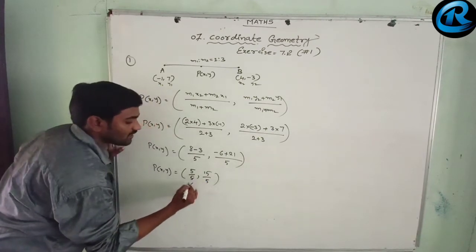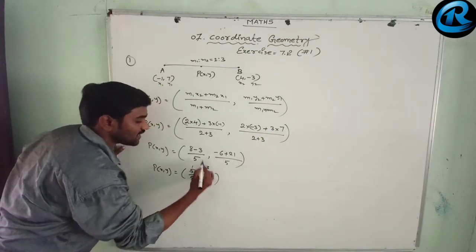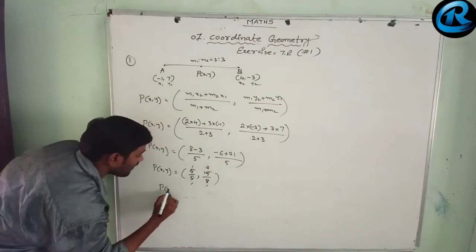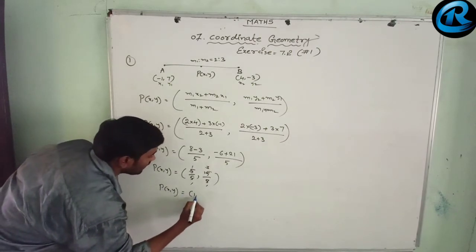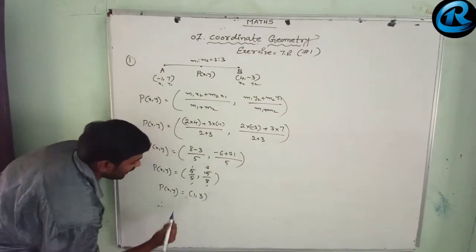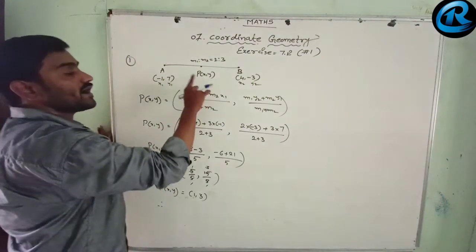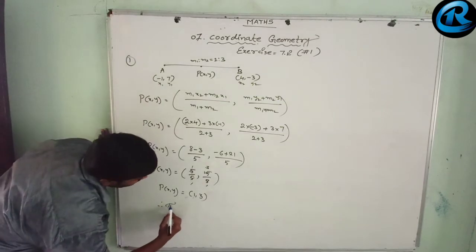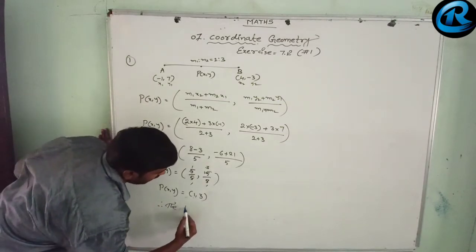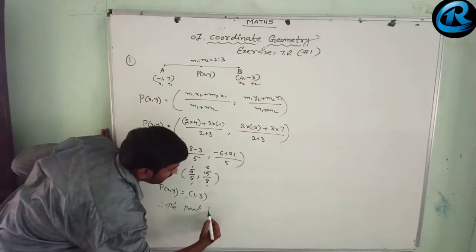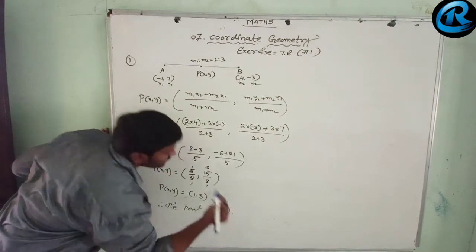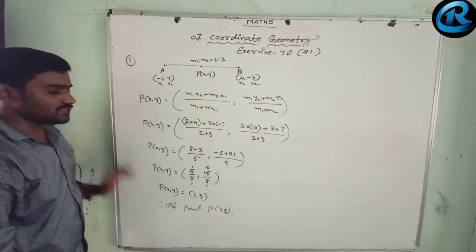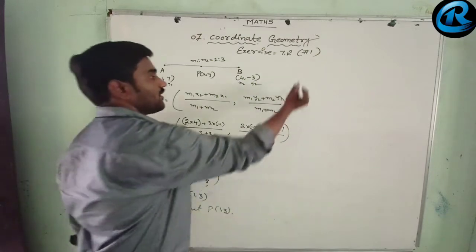5 ones are 5, 5 threes are 15. So P(x, y) is equal to (1, 3). Therefore the dividing point P is (1, 3).